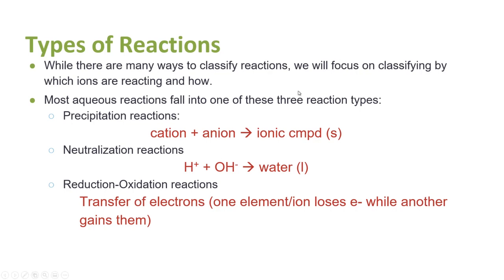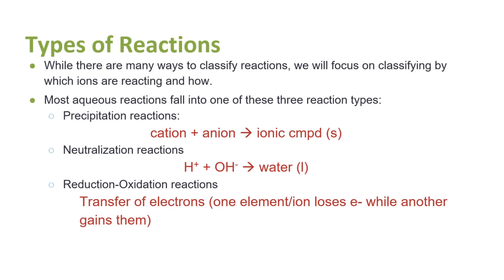We're going to start classifying reactions because there's just billions and billions of chemical reactions out there. And so we want to categorize them so that we can deal with them in smaller quantities. There's a variety of ways that you can classify reactions. In one way, you can focus on which ions are reacting and how they're reacting, because that's what we're going to do in this chapter. Mostly we're talking about aqueous reactions.